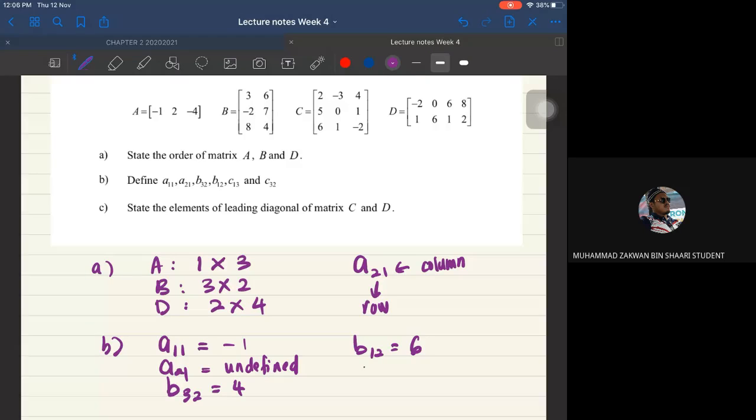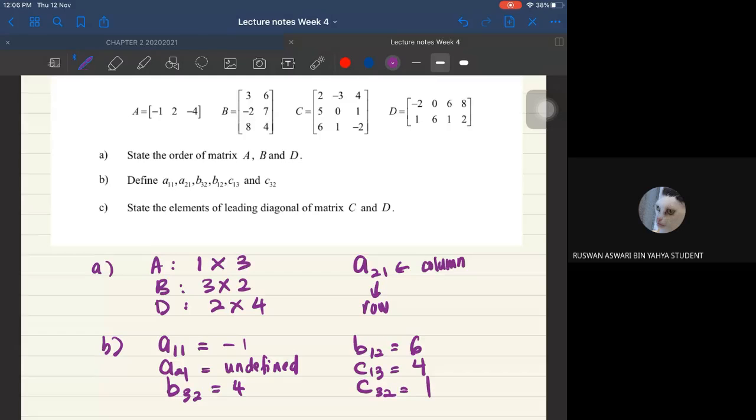C13 is equals to, so row yang pertama, kolom yang ketiga. So the answer is 4. And the last one, C32. Bagi saya jawapan untuk C32. What is the element of C32? 1. Okay. Satu. So semua tahu baca lah matrix ni. Okay. So state the element of leading diagonal of matrix C and D.